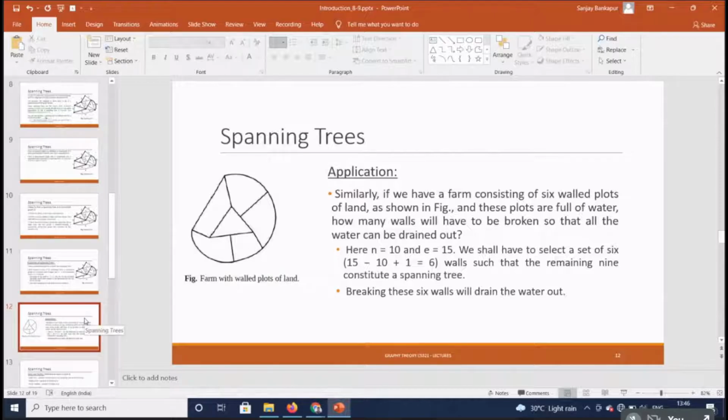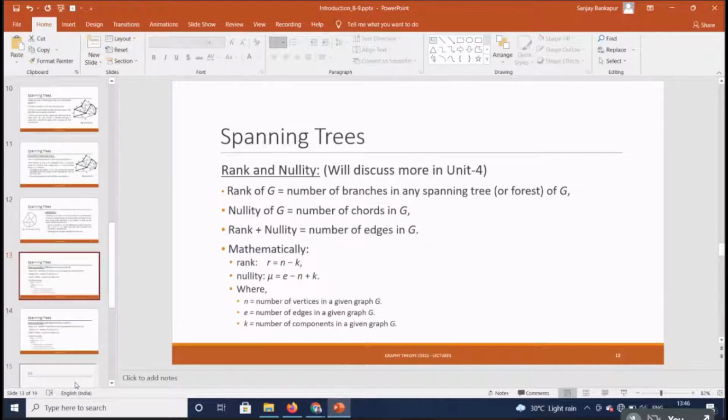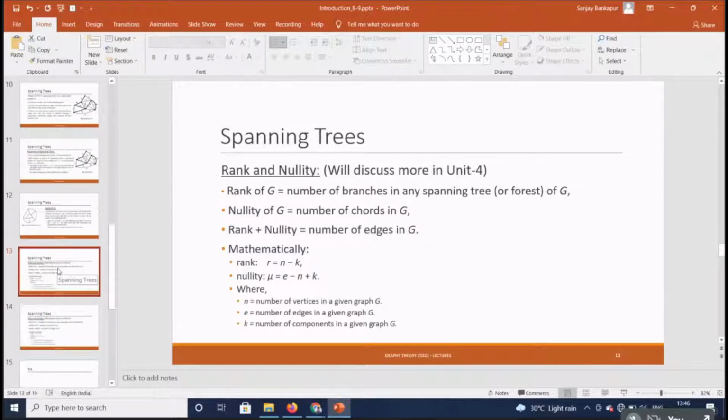Just a quick application. Before I speak about this also, a few things about spanning tree and rank and nullity. We'll discuss more on this when we reach unit 4, just to have a look. So I have put this information.